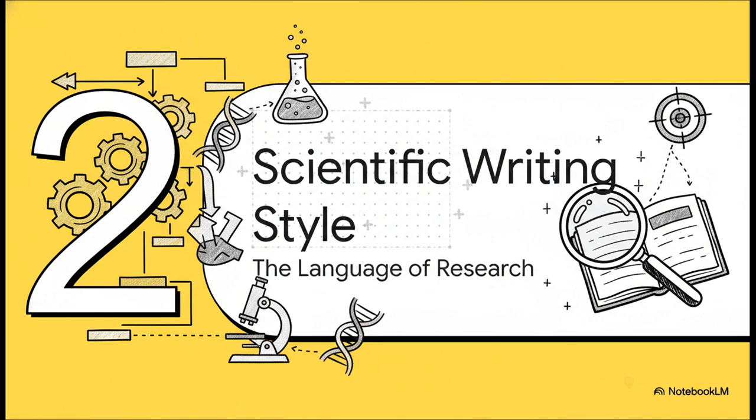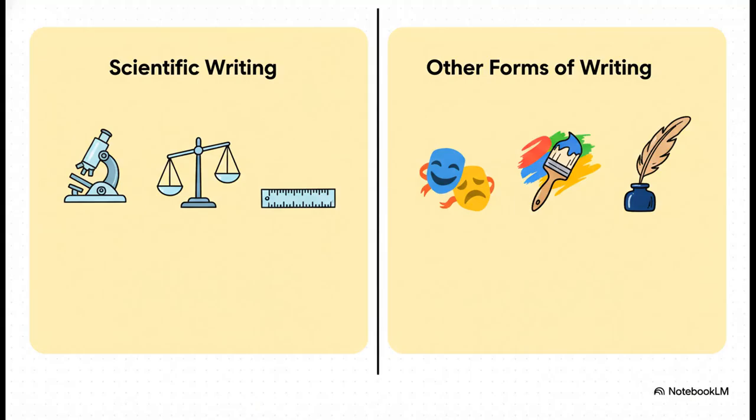Okay, so we know the why. Now let's get into the how. Scientific writing is its own unique language. This isn't your creative writing class. It's not about being entertaining or using flowery prose. It's all about precision and clarity. And this slide really lays it all out.